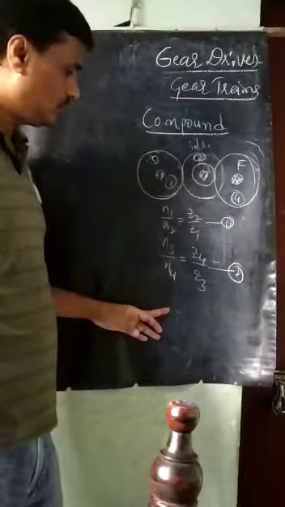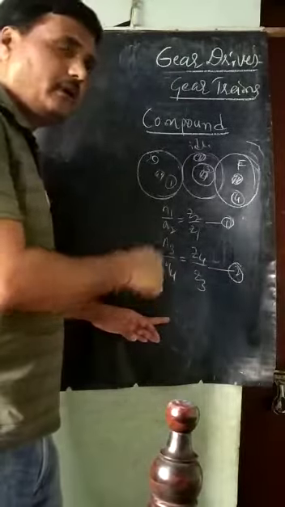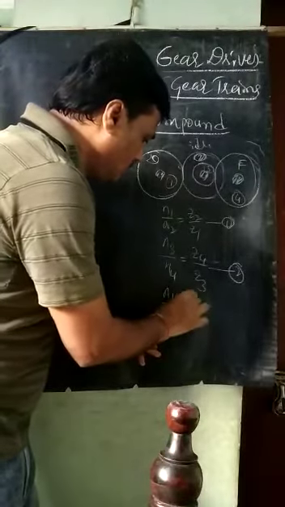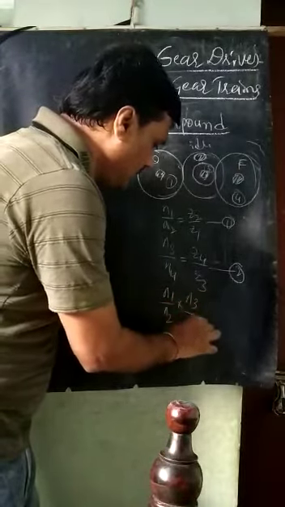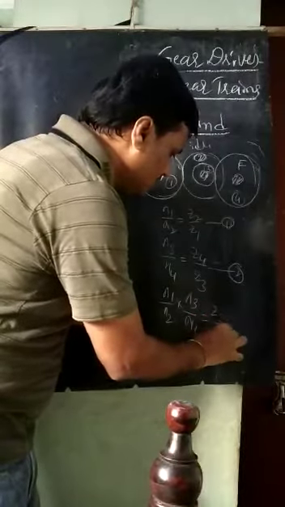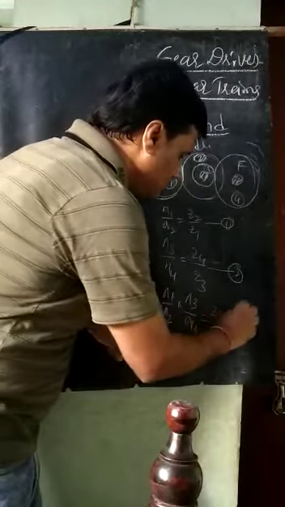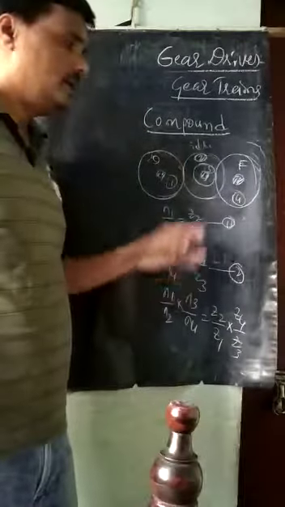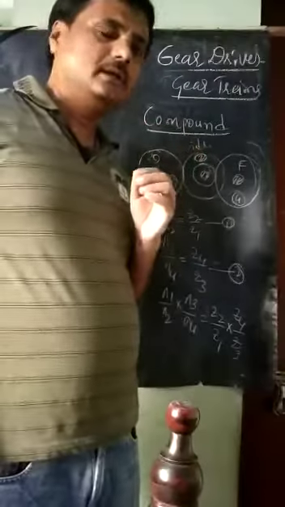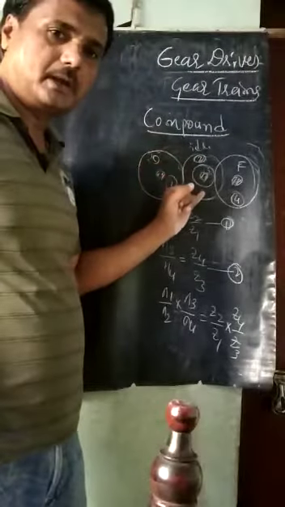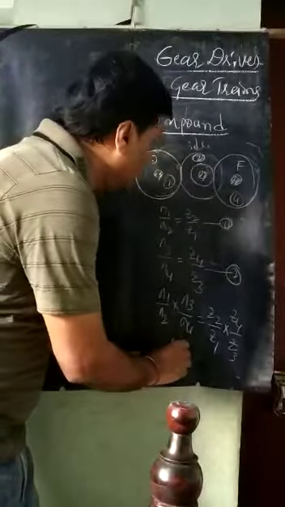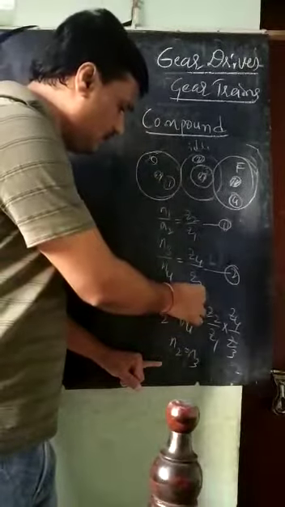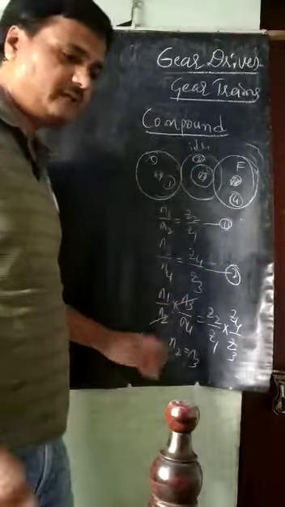So now, what about this one? I will multiply the same. If I multiply here, it is N1 divided by N2 into N3 divided by N4 is equal to Z2 divided by Z1 into Z4 divided by Z3 here. But the second and third gear, they are fixed on the same shaft here now. So therefore N2 is equal to N3 here now.